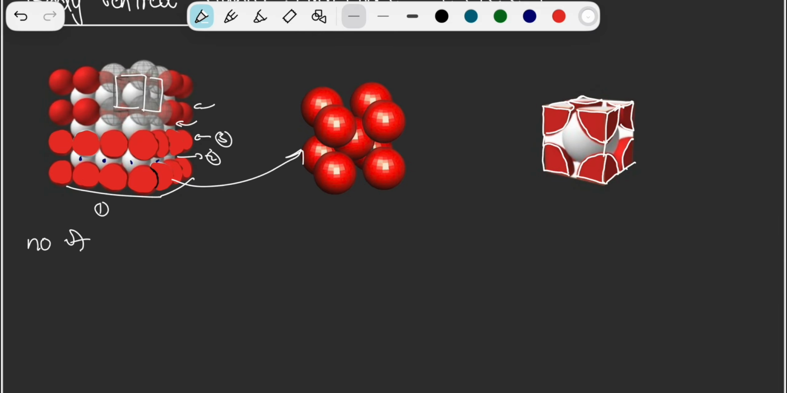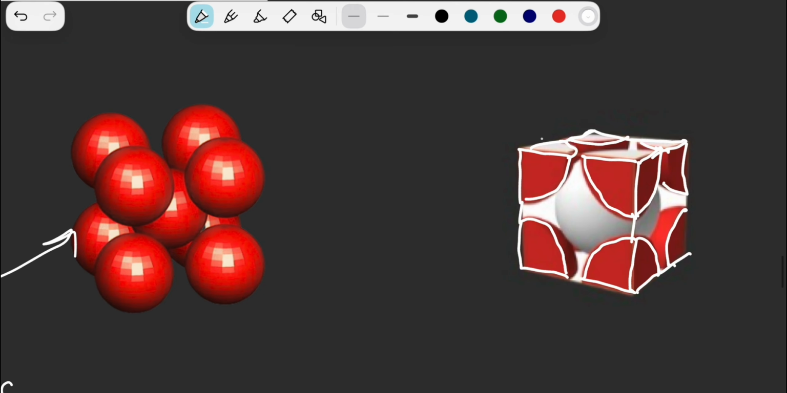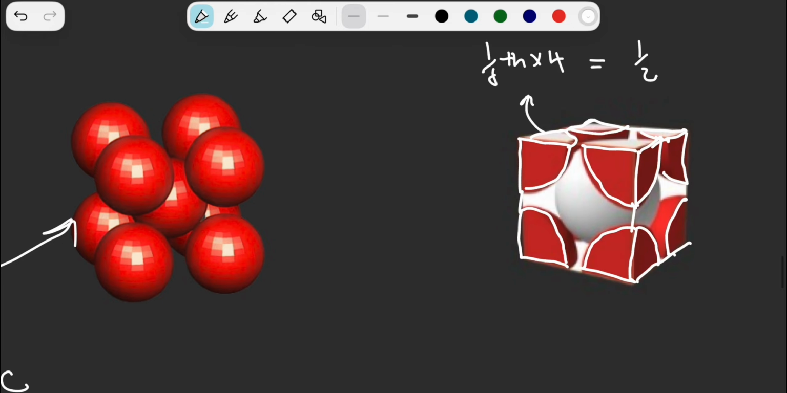So number of atoms in BCC. Effectively, this is 1/8 by 4 on top. That's going to be 1/2. Then 1/8 on the bottom.